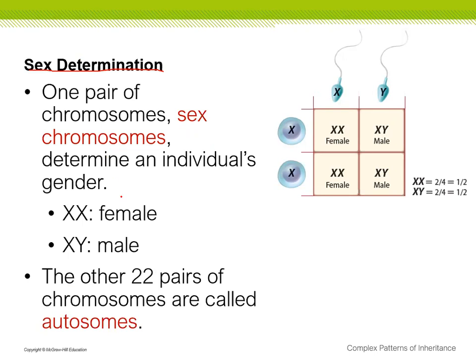So we have sex chromosomes. We know that XX is female and XY is male. And then the other 22 pairs of chromosomes are called autosomes. If you recall, you have a total of 46 chromosomes. 2 of those are dedicated to just the gender. That's it. The rest of them deal with the other stuff. We are going to look at those 22 pairs later.